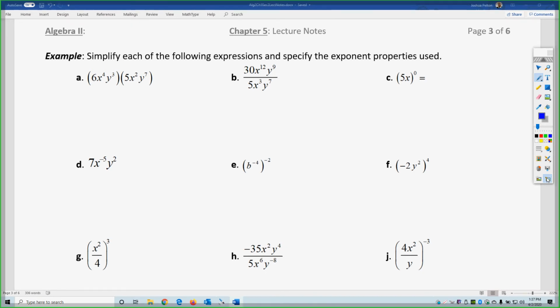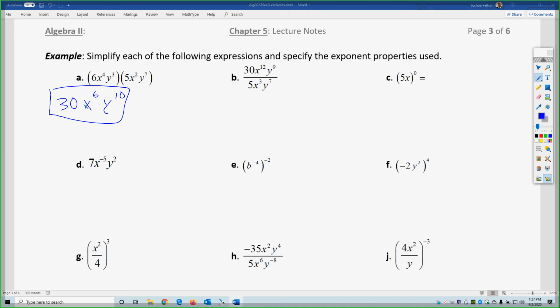So this is a product property. The 6 and the 5 go together, give you 30. And you have x to the 6th and y to the 10th. Because essentially, if you have the same base, it should be combined with the product rule, which is addition. Since x and y are not the same base, these cannot be combined.